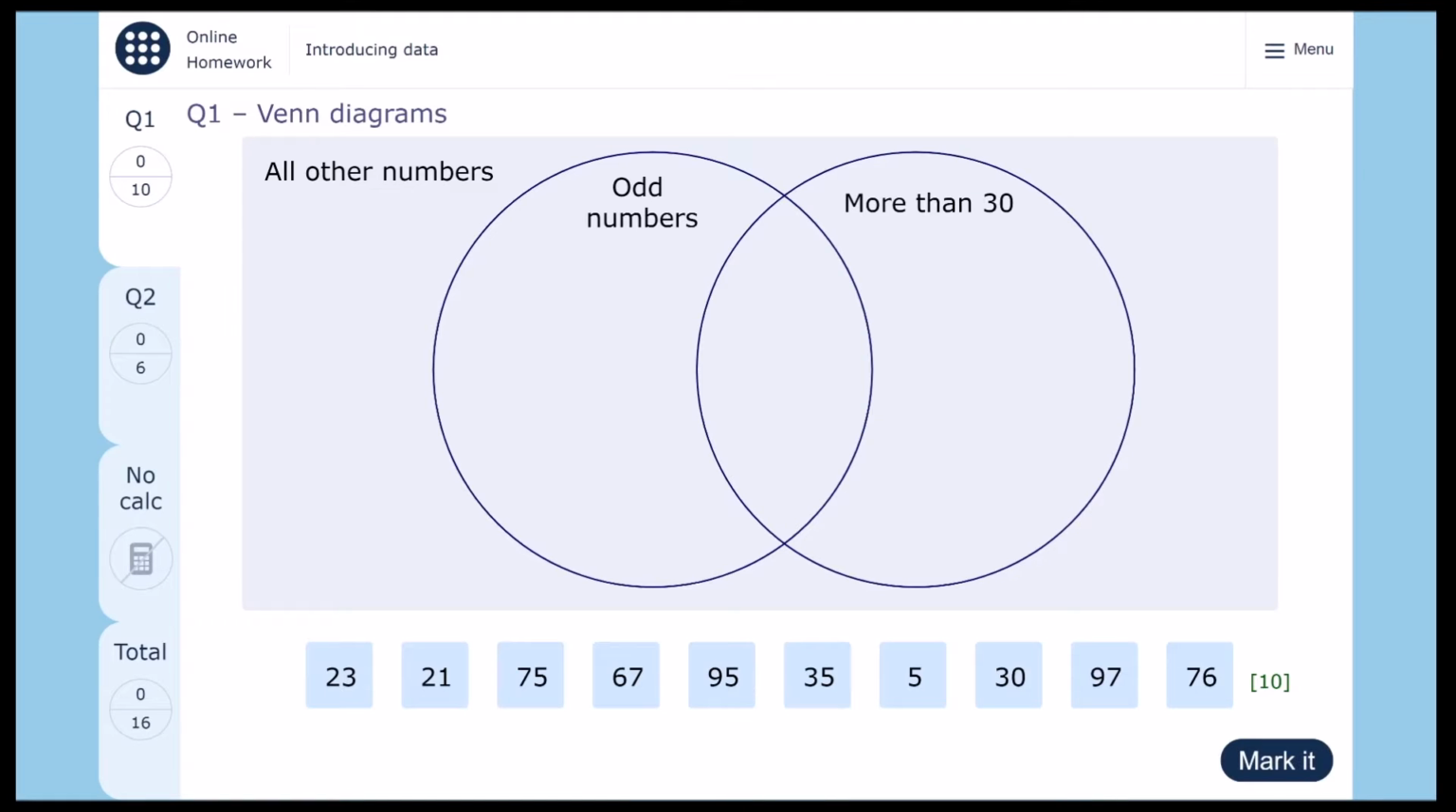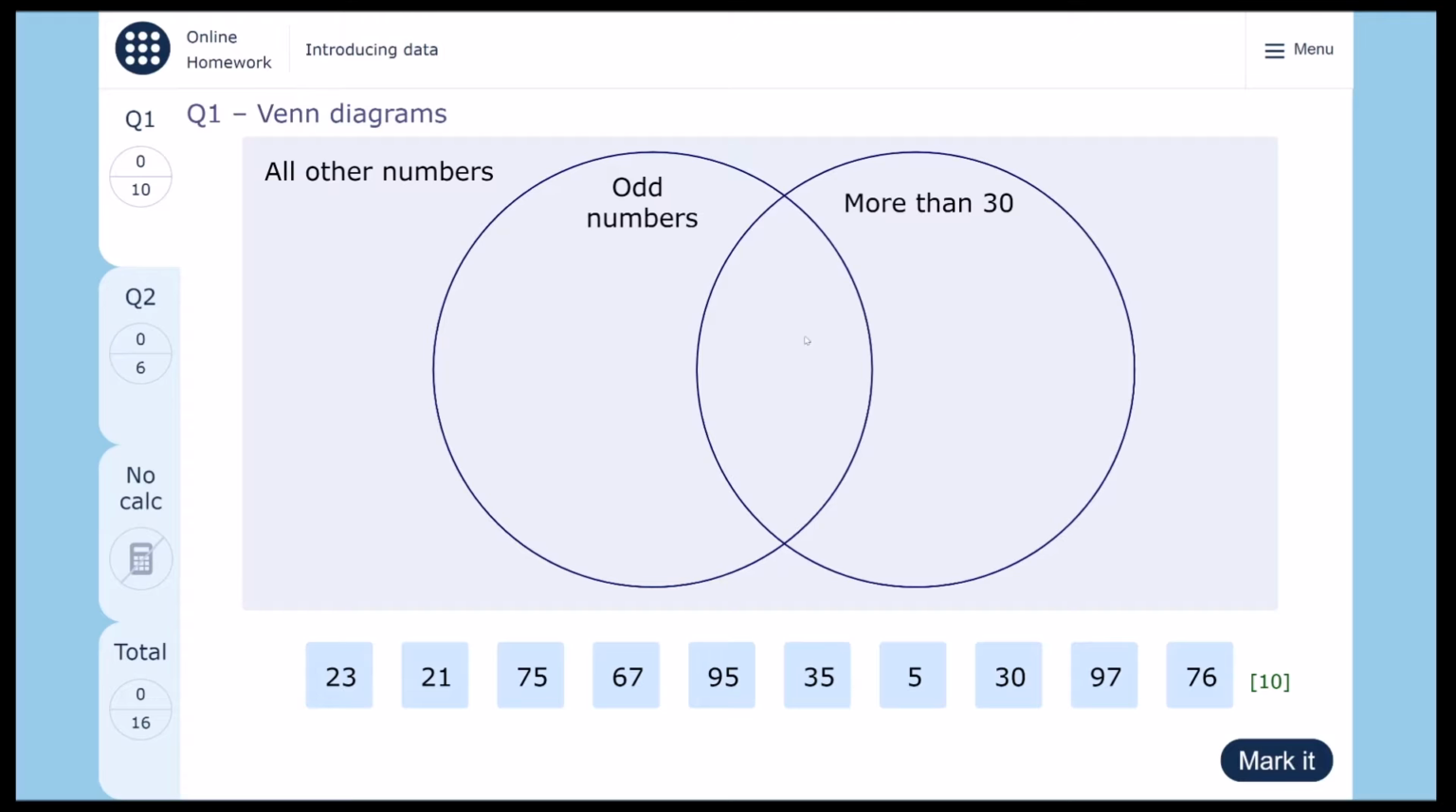In today's lesson, we're going to have a look at sorting data using Venn diagrams and two-way tables. On the screen, we're given a Venn diagram and we're asked to sort the numbers into whether they're odd or more than 30. There are four sections to our Venn diagram.